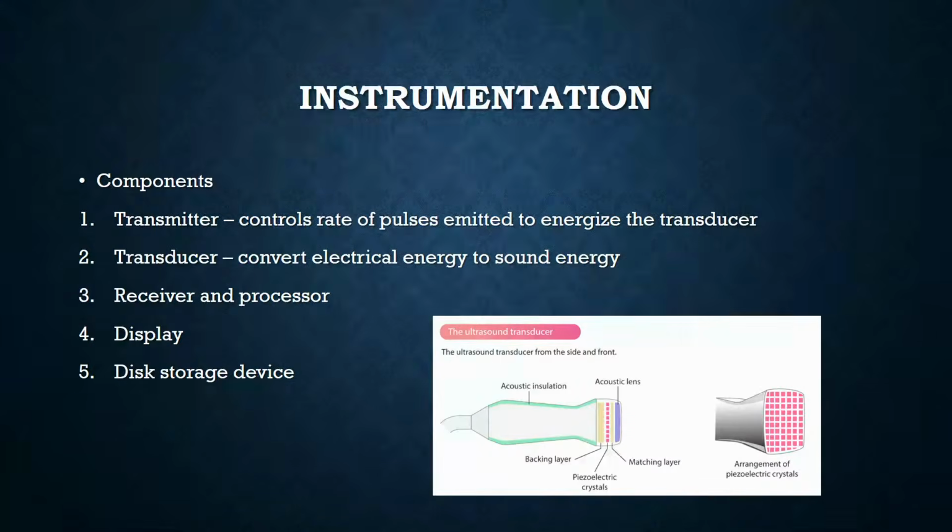Coming to the transducer anatomy, the important parts are the active element, that is the piezoelectric crystals; the backing layer, which shortens the pulse for better imaging; the matching layer, which increases the sound transmission into the body; and the acoustic lens, which focuses the beam. So here is the transducer and its arrangement.